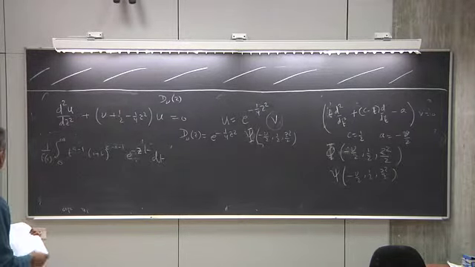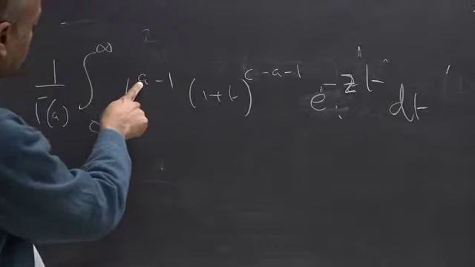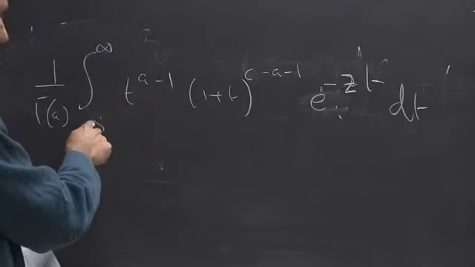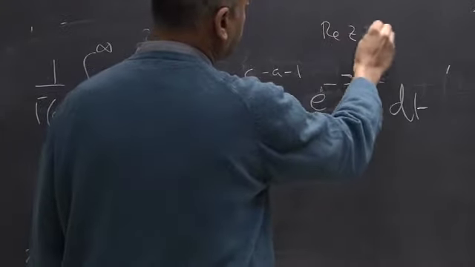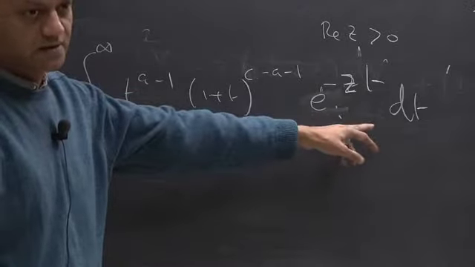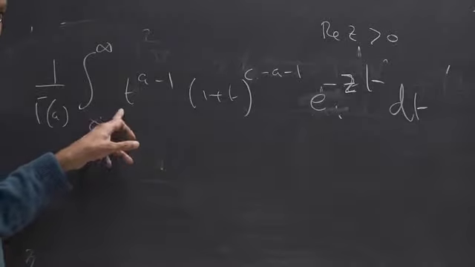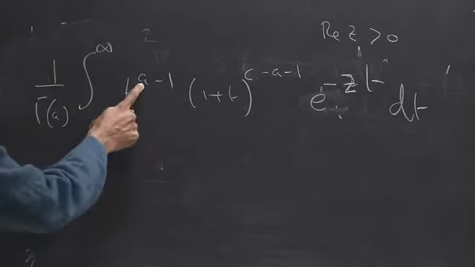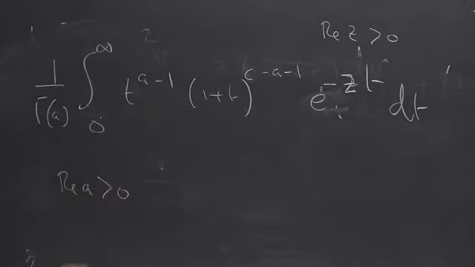For this integral, the only possibility is a singularity here, right? Let's suppose real z is positive. Then as t goes to infinity it is exponentially suppressed, so there's no problem with this. However, there is a problem at the origin, at t equal to 0. This would be fine if real a is positive.